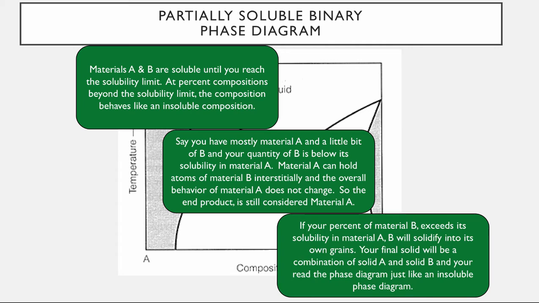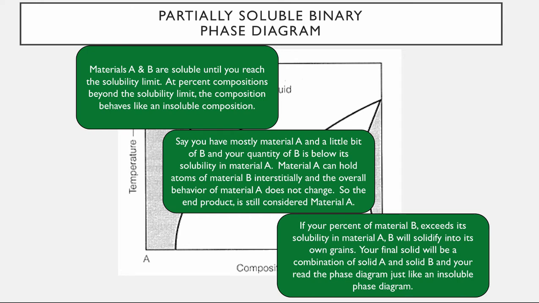If your percent of material B is over the solubility limit, then B cannot be held interstitially in A, and B will solidify in its own material and create its own grains, and your final solid is a composition of solid A and solid B, just like the insoluble phase diagrams, and you would read the diagram as if it were an insoluble phase diagram.